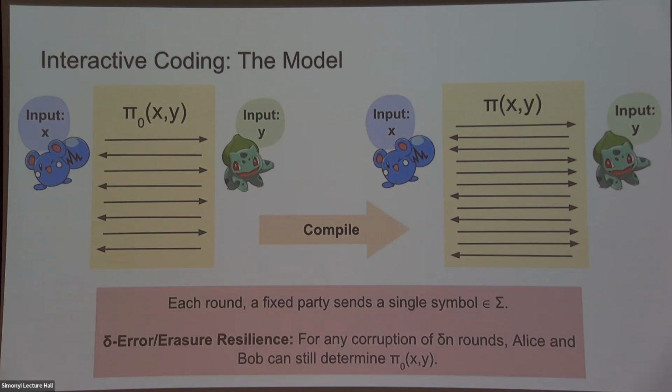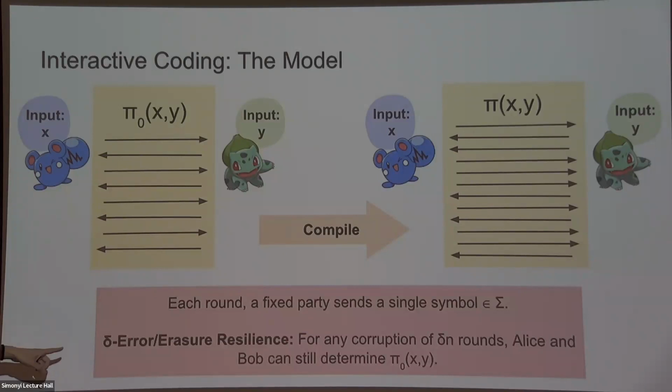Okay, so maybe I should be a bit more precise now about the actual model. Once again, we have a noiseless protocol, and the goal is to compile it into a noise resilient protocol. For the noise resilient protocol, we're going to assume that every round, a fixed party sends a single symbol to the other party. So if you want a single party to send many bits consecutively, you just have many rounds of them sending bits. The order of messages is up to the designer of the protocol, but it's important that every round, both parties know who is supposed to be speaking and who is supposed to be listening.